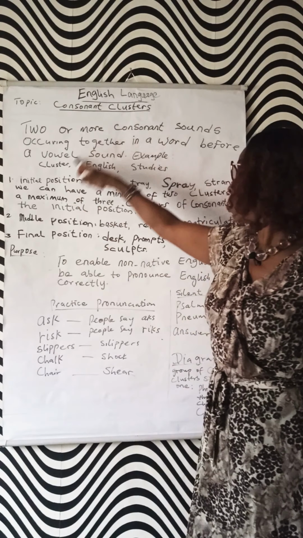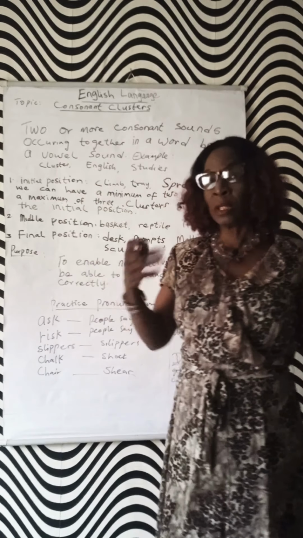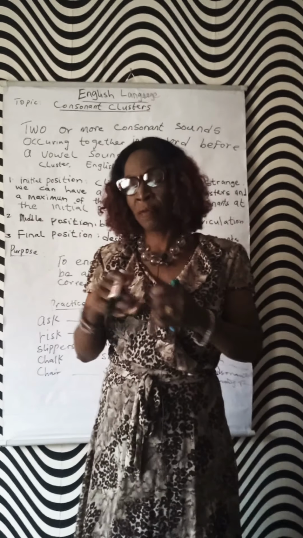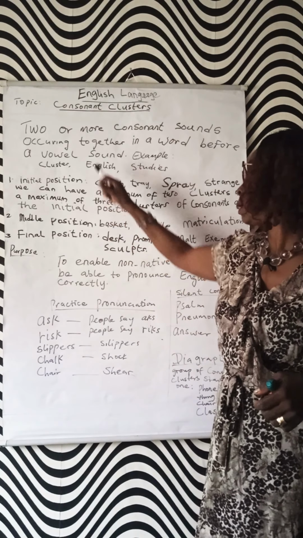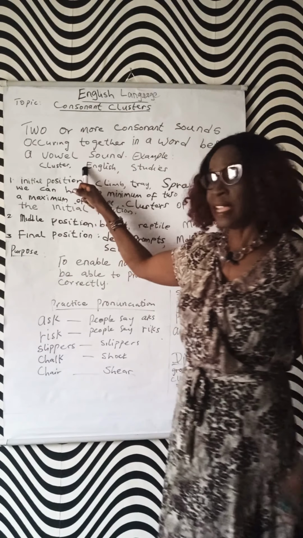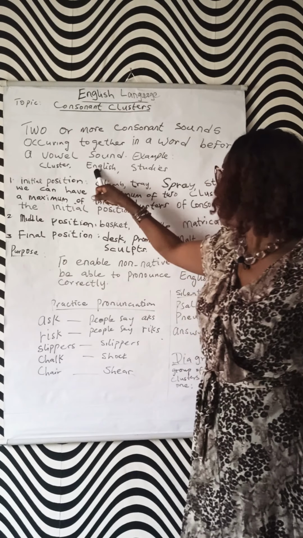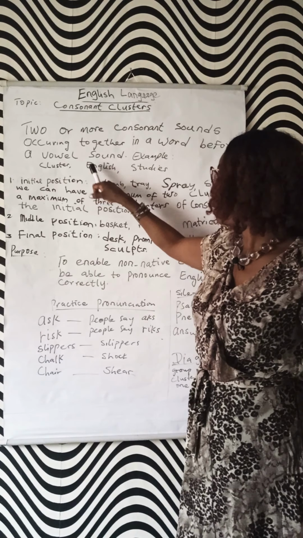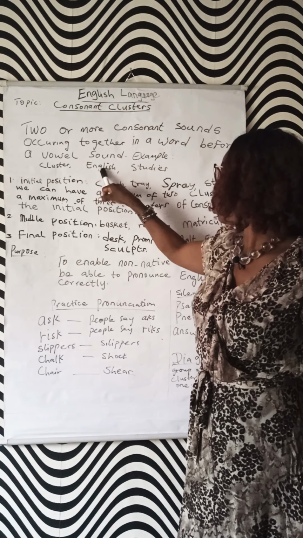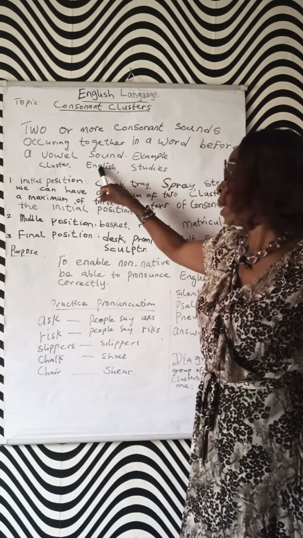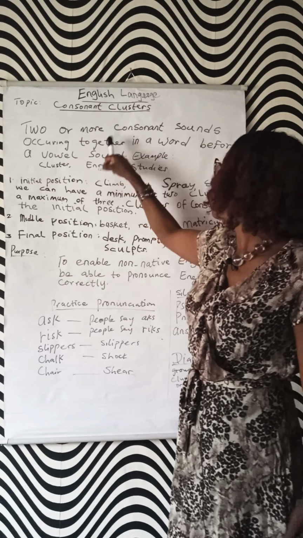So consonant clusters talk about when you have two or more consonant sounds occurring in a word. It's called consonant clusters. We have in the word English, we have en occurring together, eng, as in, sorry, we have ngl. These three letters are consonant sounds. They are occurring together in the word English.